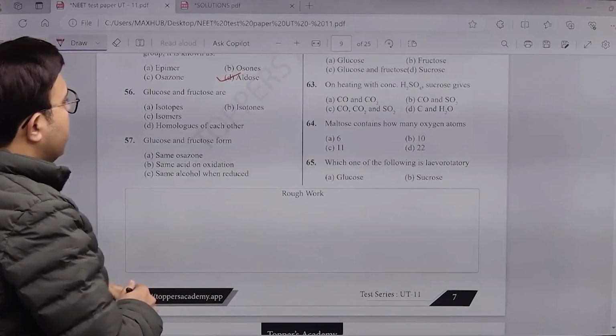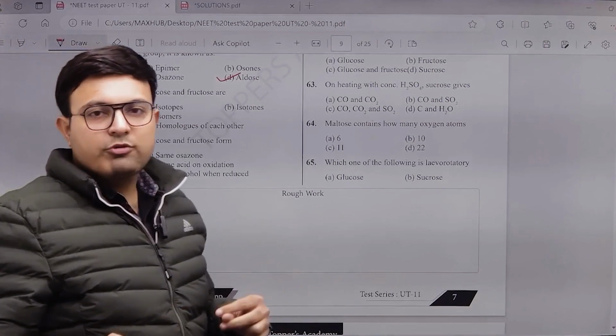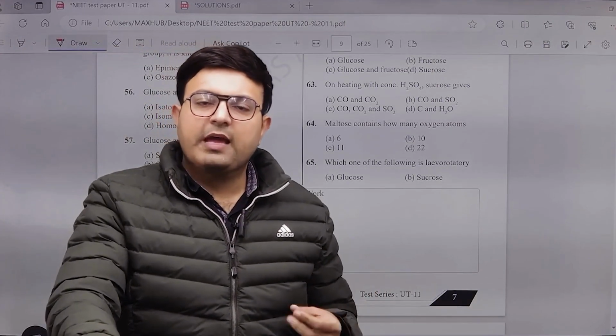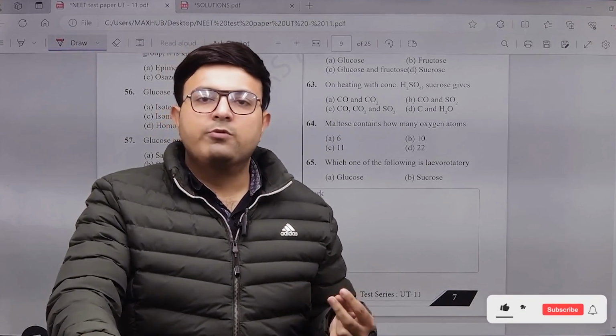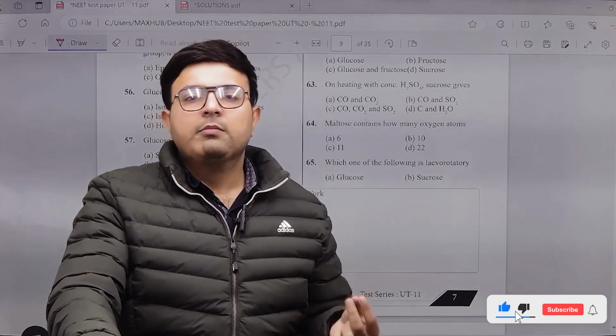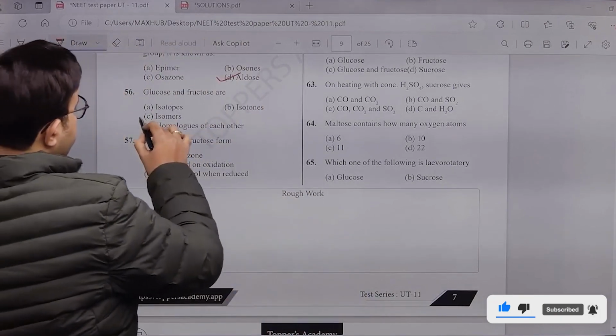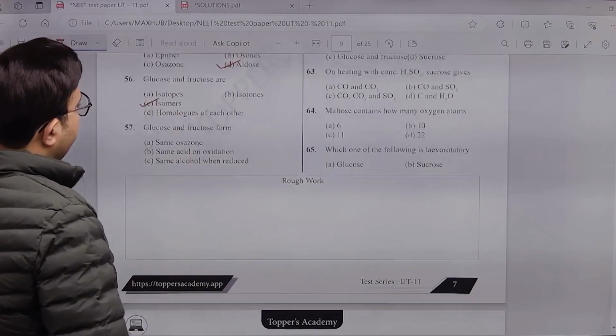Glucose and fructose are, okay, so glucose and fructose both have the same molecular formula C6H12O6, but they have different structures. So compounds which have the same molecular formula but different structures are known as isomers. So C will be the correct answer. We'll move to the next question.